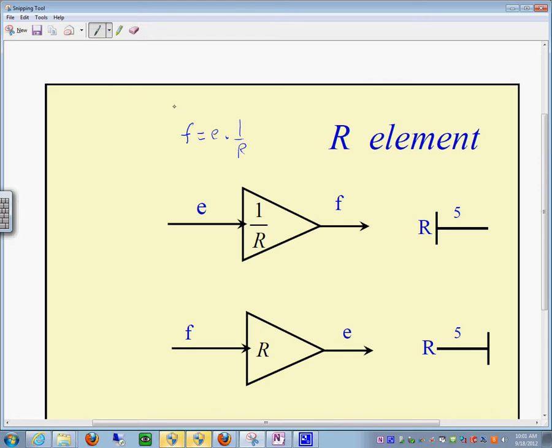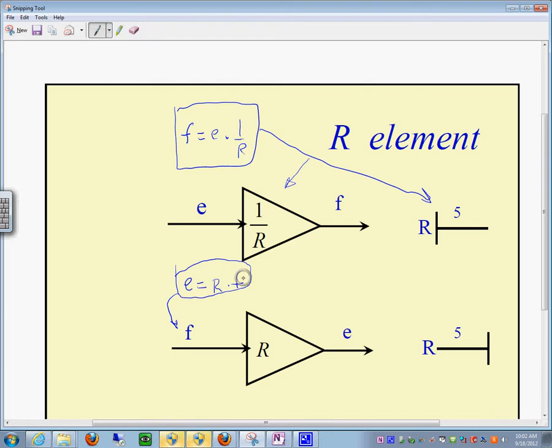This little equation like this can be represented this way or this way. Both are totally equivalent. And if you have it over here like E is equal to R times F, this equation that you see in there, in fact, is this representation, or it is this one.